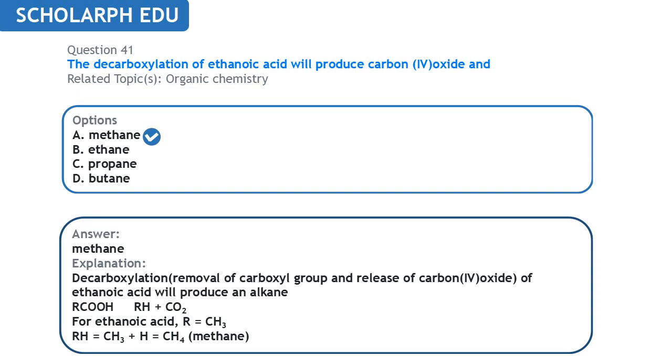For ethanoic acid, for example, the formula is CH3COOH. If you remove COO from it, that's carbon dioxide, what you are going to have left is CH4, so that will be methane.